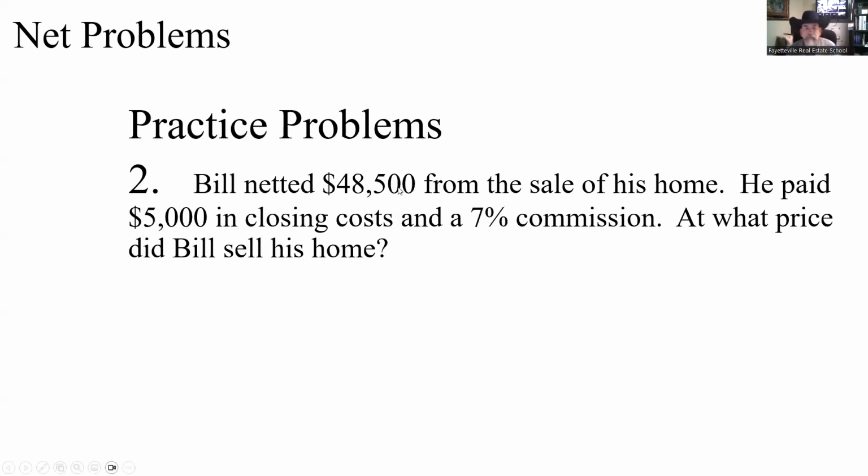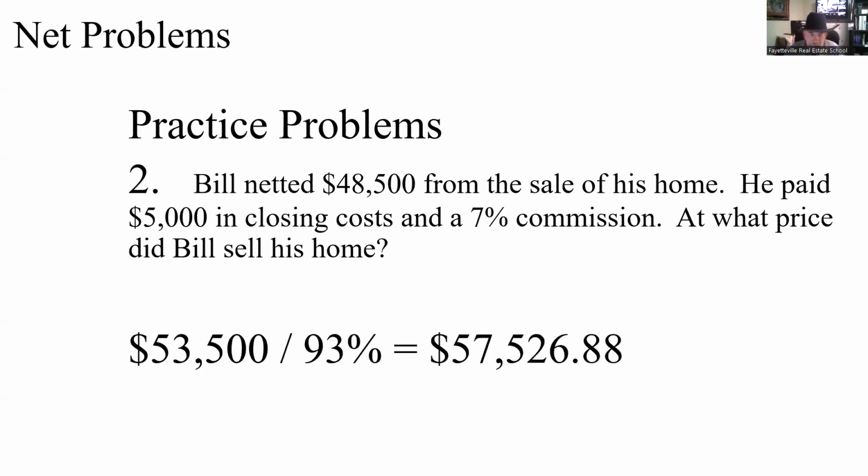All right, let's look at another one here. Bill netted 48,500 from the sale of his home. He paid 5,000 in closing costs and a 7% commission. At what price did Bill sell it? Now, this is the same type of question, but it's worded a little bit differently. It says he already netted 48,500. So instead of using the wanted net, we use the netted amount because that's what he netted, 48,500, but he also paid 5,000 in closing costs. We add that to it and divide it by the reverse commission of 7%, which is 93%. And that gives us our answer.